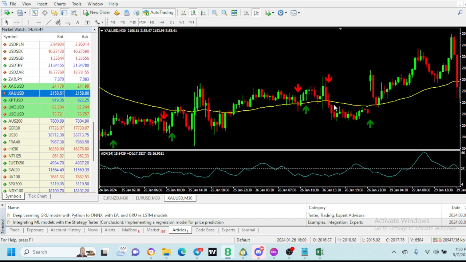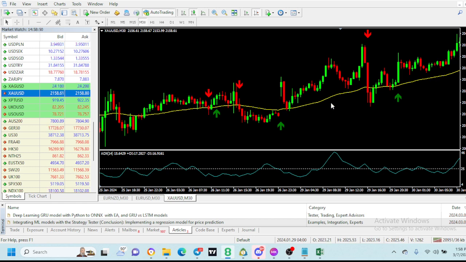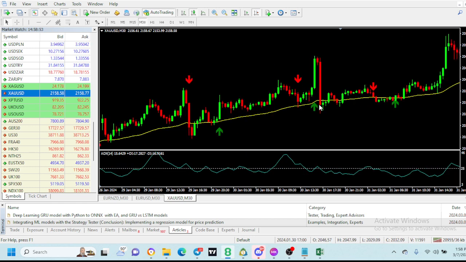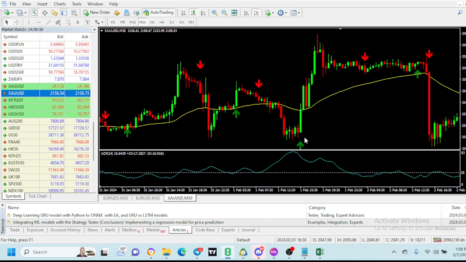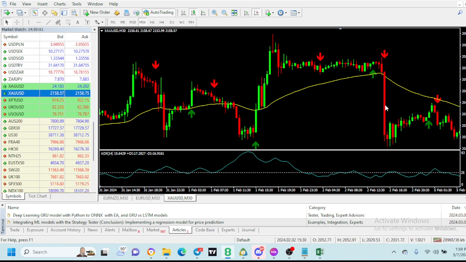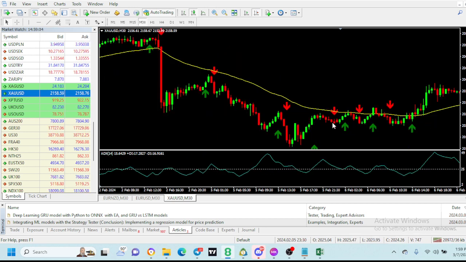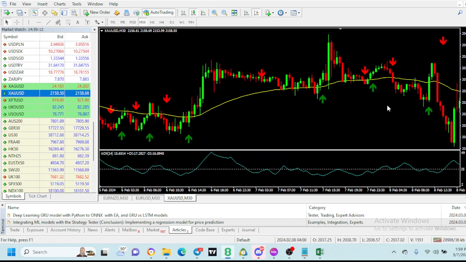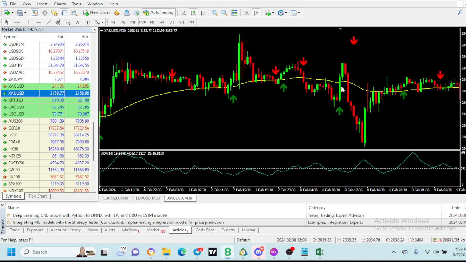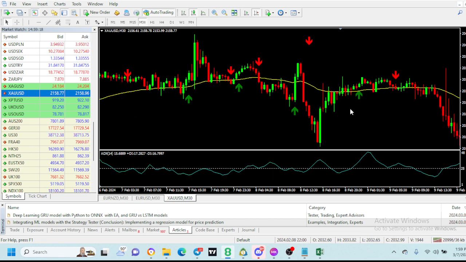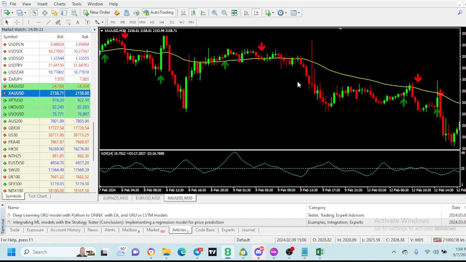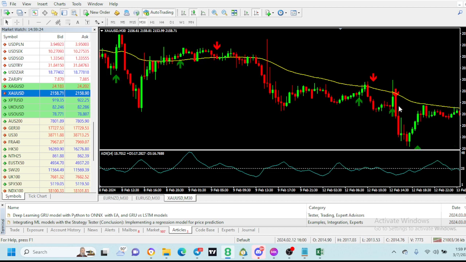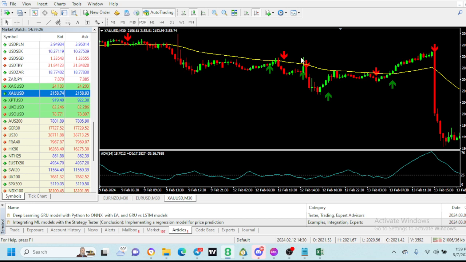A losing trade, a losing trade, a winning trade, a losing trade, a losing trade, a winning trade. All right, a winning trade, a losing trade, a winning trade, a winning trade, a losing trade, a winning trade. So you can see a losing trade, winning trade, losing trade, losing trade, then winning trade. No, this pullback, you'd have taken it.